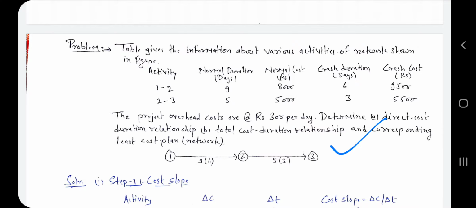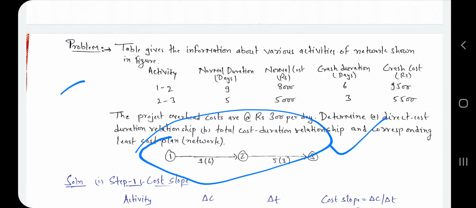In our previous lecture we have seen the steps of crashing. So first we have to find the critical path. For finding the critical path we have to find the estimated time. After finding the estimated time we find the critical path, but here in our question we have been given only a single path, that's why we have taken this path.